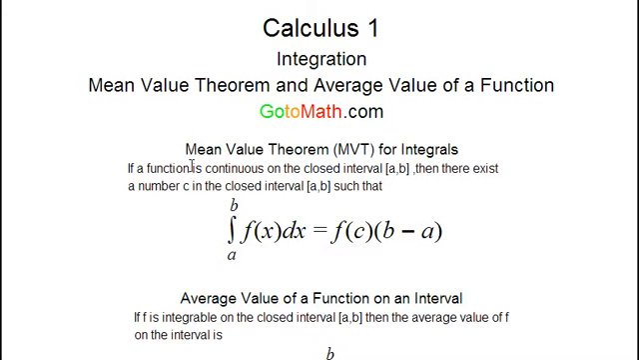First theorem we're going to look at here is the mean value theorem, also known as the MVT, for integrals. Let me just state it here. Of course we need to have a continuous function on a closed interval between a and b, and there exists a number c in the closed interval [a, b] such that this is true. And so let's jump in and look at an example.